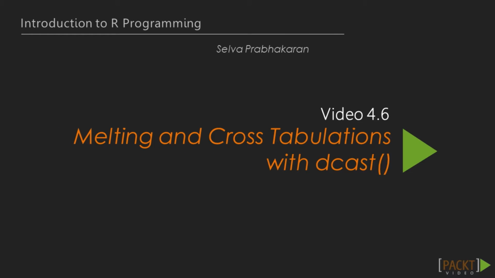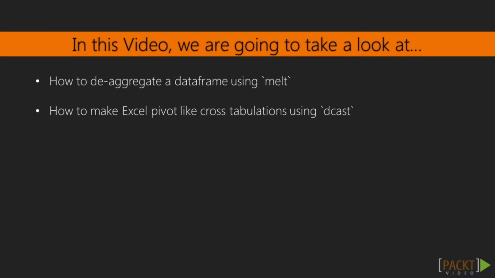In the last video, we learned how to aggregate a dataset to a desired level. In this one, we will learn how to de-aggregate it and make cross-tabulations. In this video, we will learn how to de-aggregate a data frame using melt from the reshape2 package, and also how to make Excel pivot-like cross-tabulations using the dcast function.